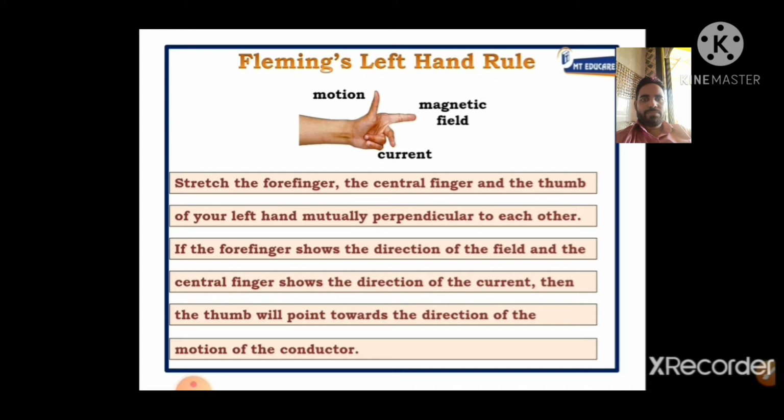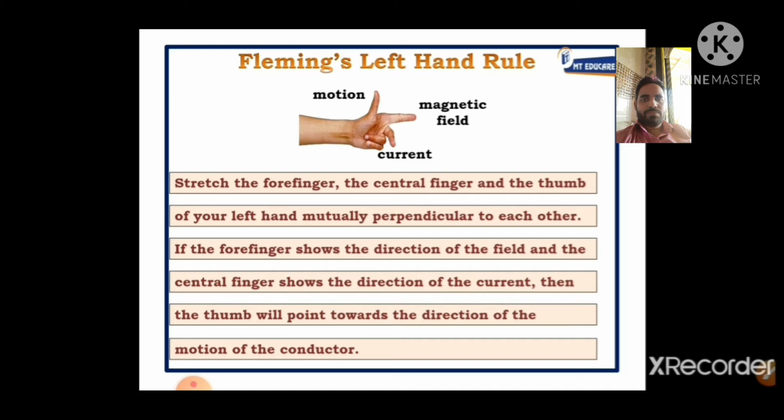Very important rule. Diagrammatically, they can ask you what the thumb represents, what the middle finger represents, what the index finger represents. You should know the names. Or sometimes they can ask you directly, state Fleming left hand rule. So you have to write this. Either you can write from this, or you can write from the textbook, whichever you find easier. It is one and the same thing.